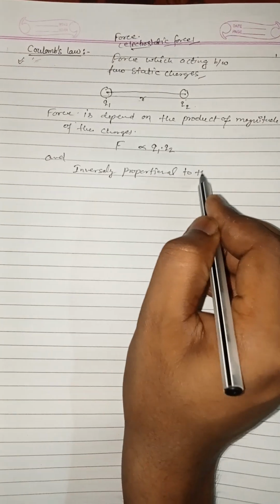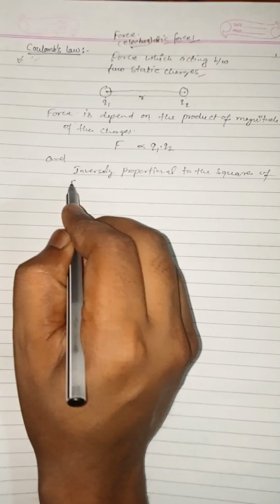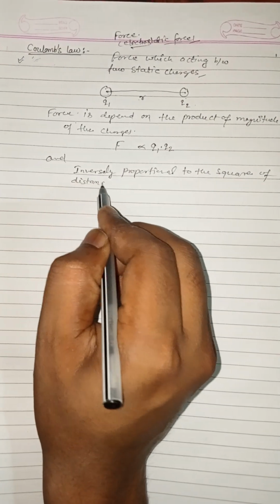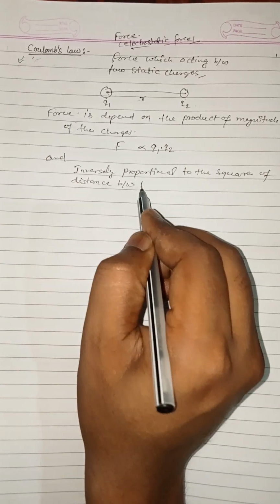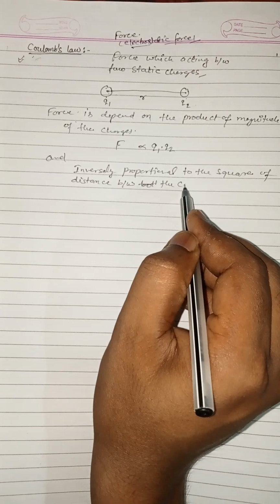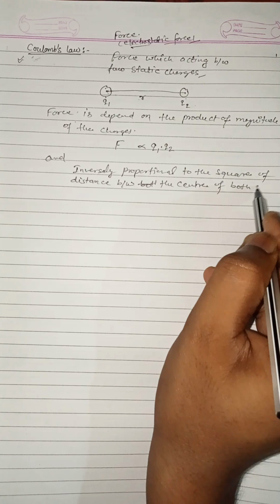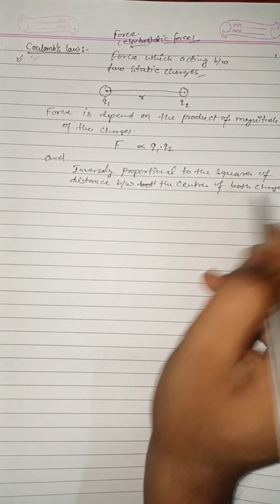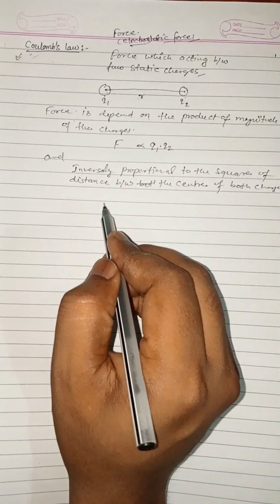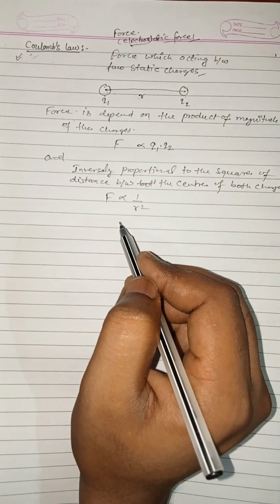Inversely proportional to the square of the distance between both charges, between the centers of both charges. Clear? So F is inversely proportional to 1 upon r square.